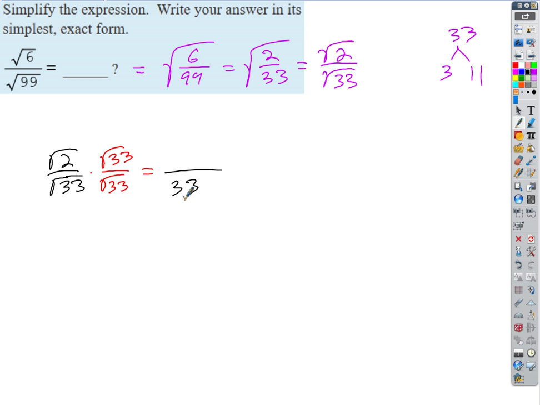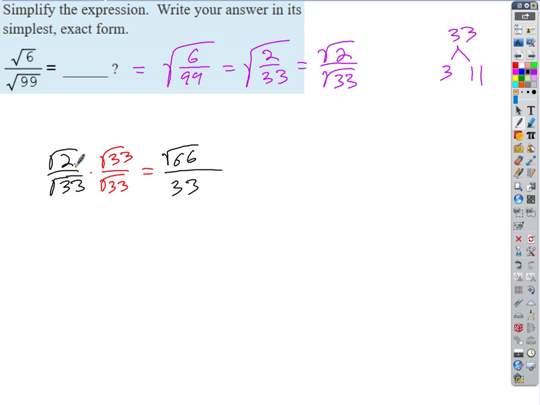On the top, what are we going to get? Square root of 66. And once again, we could try to reduce 66, but it's not going to work. There's no perfect square that divides into 66. So why do the radicals cancel each other out on the bottom, not on top? Because on the bottom, we've got the square root of 33 times the same square root. So that's the same thing as the square root of 33 squared. On the top, they're different. Okay?